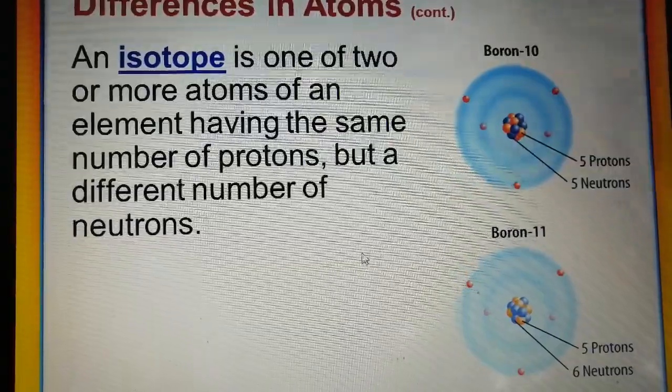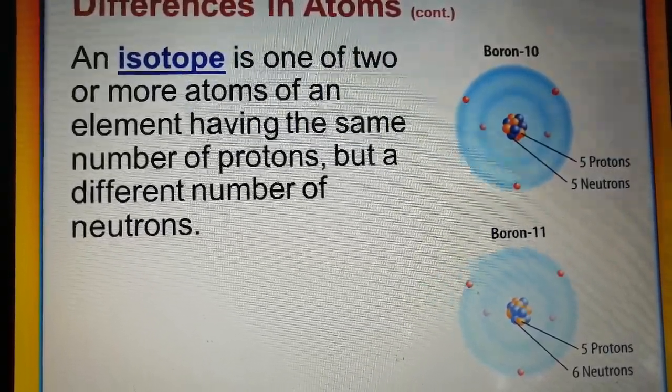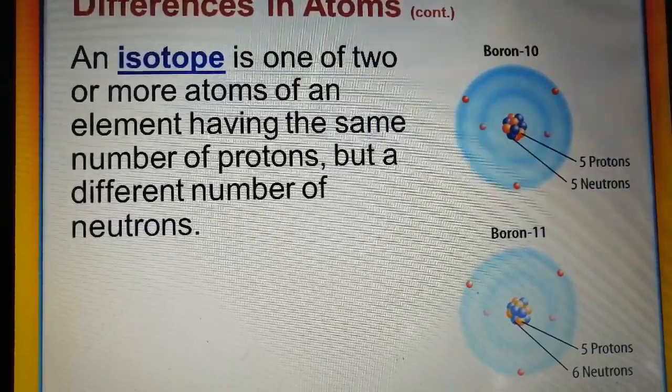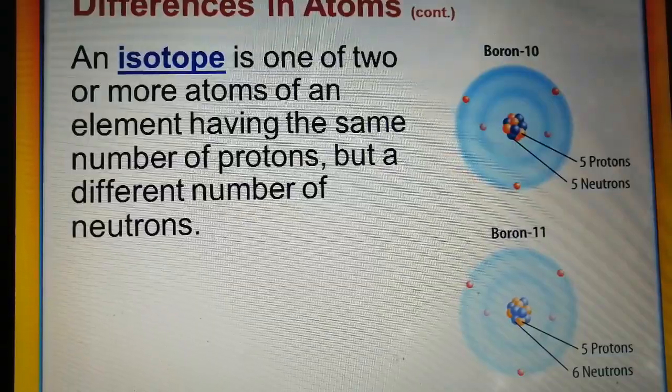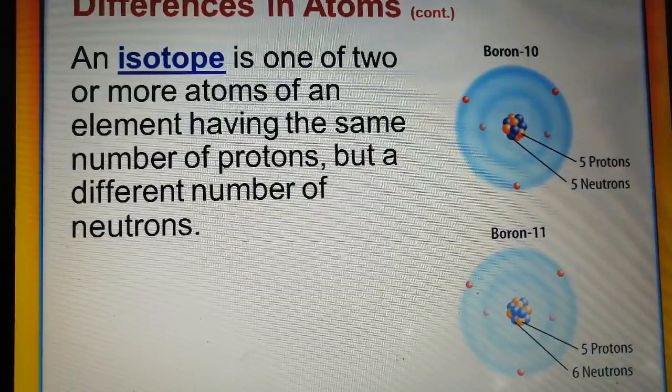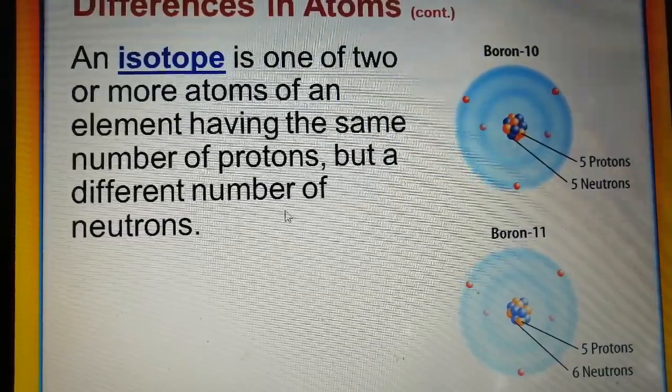So isotope here means what? One of 2 or more atoms of an element. We have the same element, boron, but these atoms have the same number of protons but not the same number of neutrons. Okay, boys?